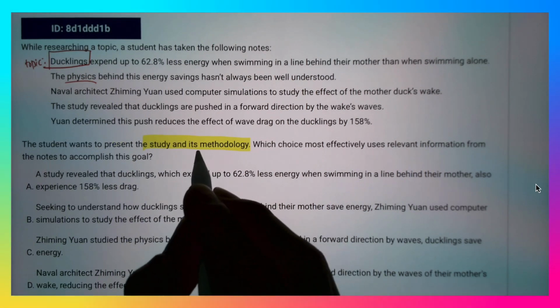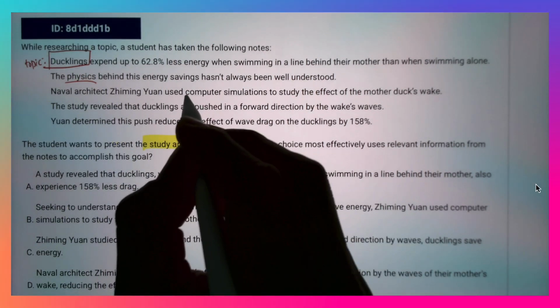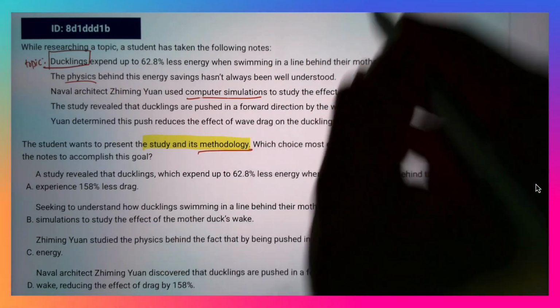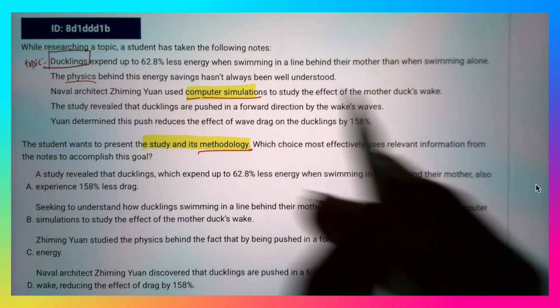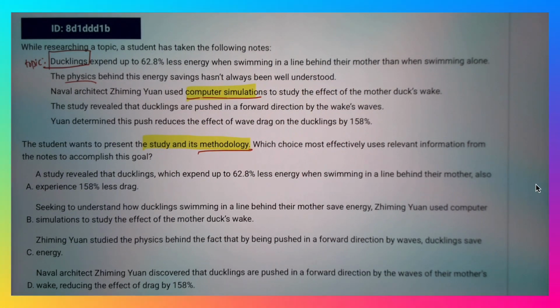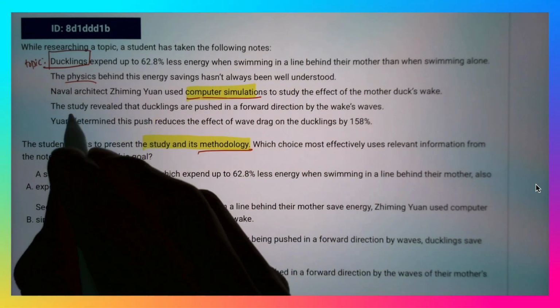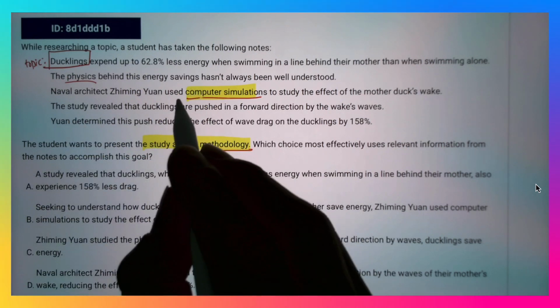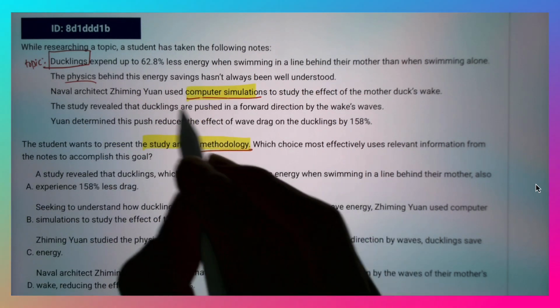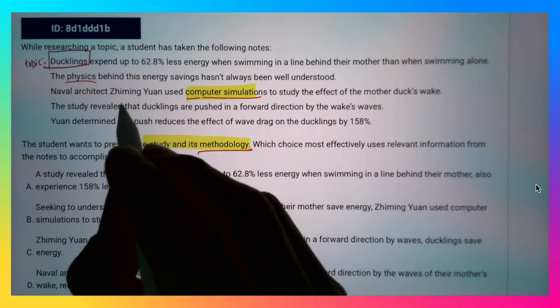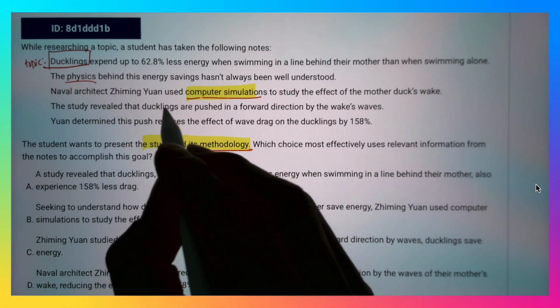Okay, we're talking about how the research is conducted, and now you can see that he's using this technology, computer simulations, to study the effect of the mother duck's wake. The study revealed the ducklings are pushed in a forward direction by the waves. Okay, the study is referring to the computer simulations conducted by the architect.